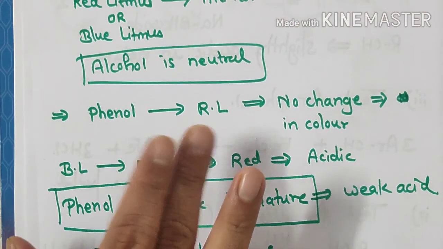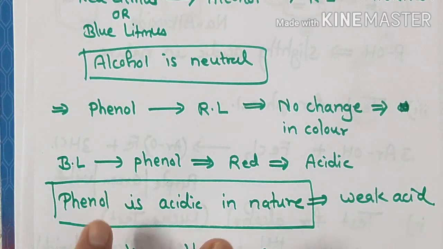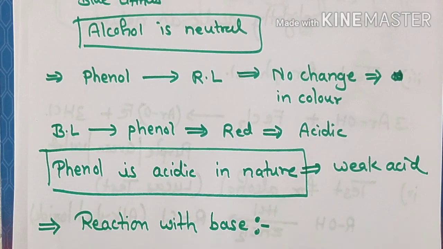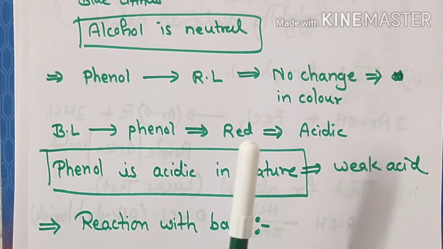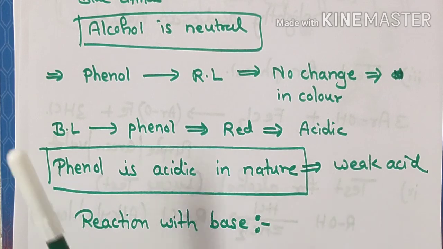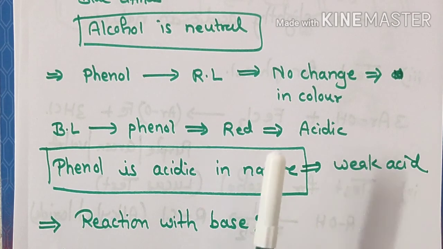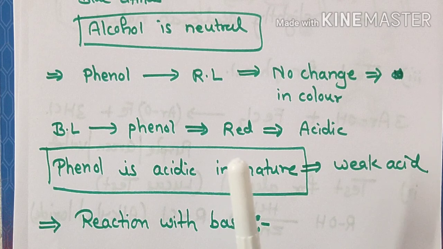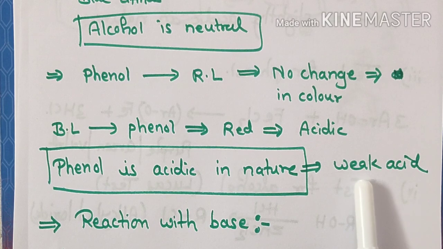But when we take phenol, we put both blue and red litmus paper in phenol. What we found is that in red litmus paper there was no change, but blue litmus paper turns red. So when blue turns red, it proves that it is acidic in nature. But the nature of phenol is found to be weak acidic, so it's a weak acid.